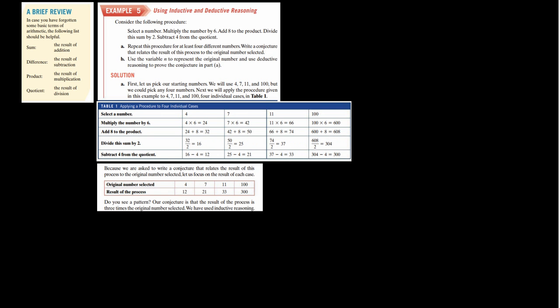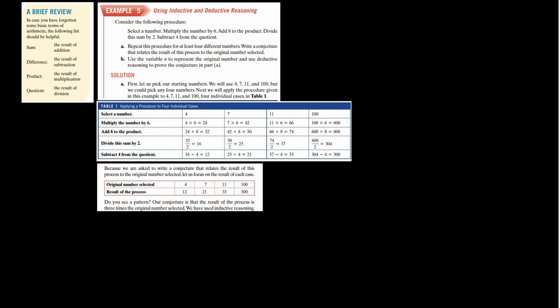And B, we'll do B off to the side here. Now the textbook chooses 4, 7, 11, and 100. So the procedure is we select the number, that's number 1. The first step is to multiply the number by 6. In each of these we see that we're multiplying by 6. 4 times 6 is 24, 7 times 6 is 42, and so on. Next we add 8 to the product.